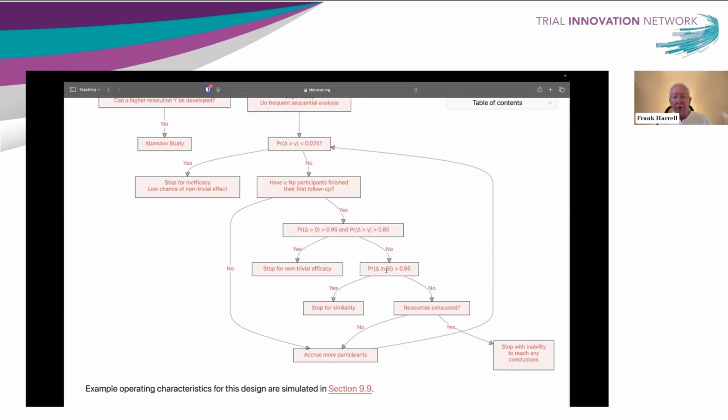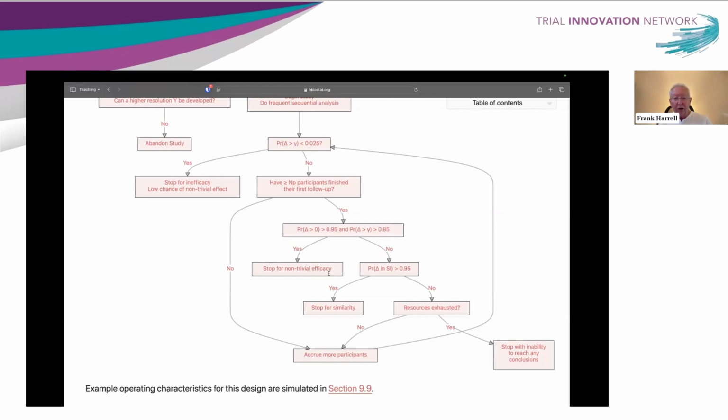That's a conclusion we never get with a frequentist design. Otherwise, we ask, are the resources exhausted? And if they're exhausted, we stop with the inability to reach any conclusions. This is what we want to avoid at all costs. This is a waste, but that's a possible end result. And if the resources are not exhausted, we go and accrue more patients and go back up here again. But if this is high, and this is pretty high, we can now stop for a conclusion of non-trivial efficacy. So that's, of course, what everybody hopes for.